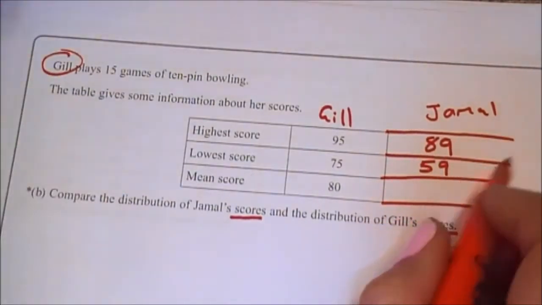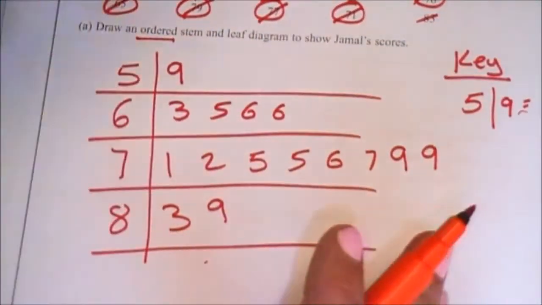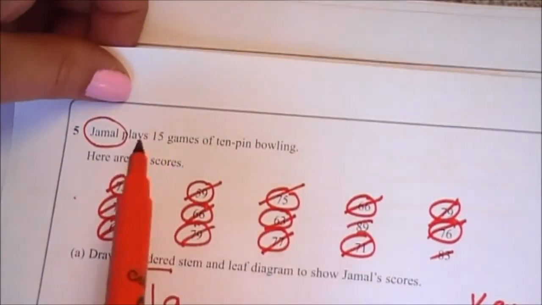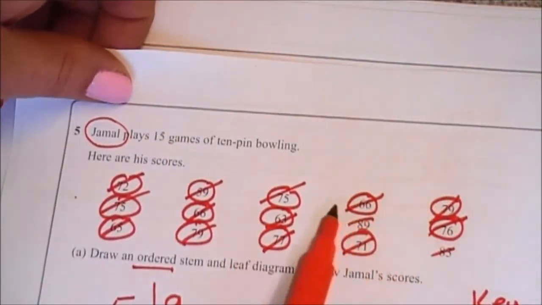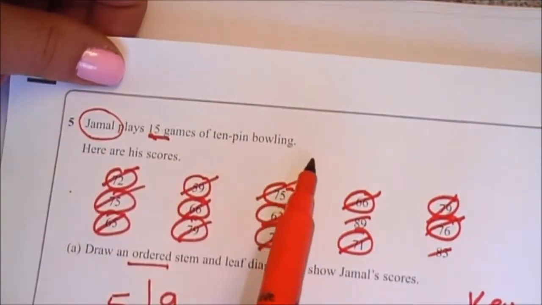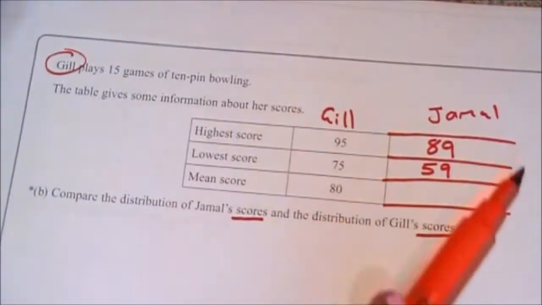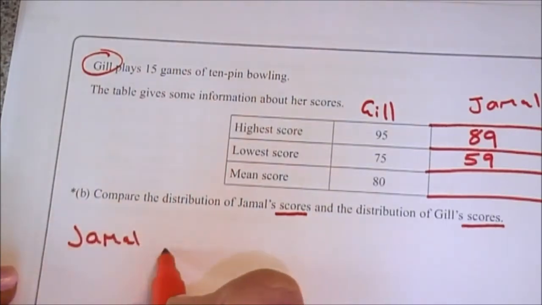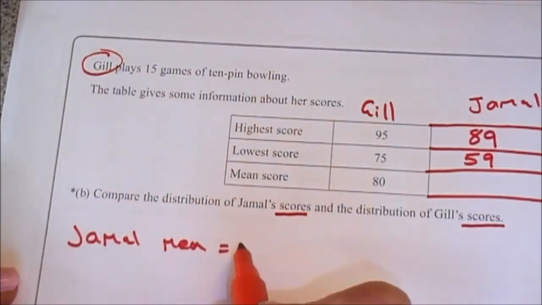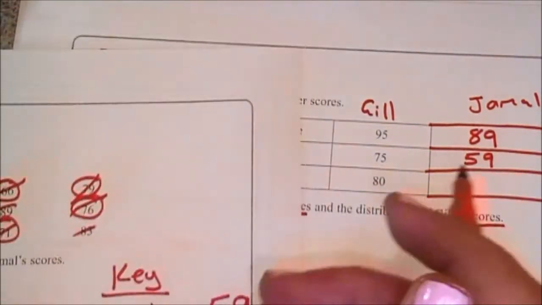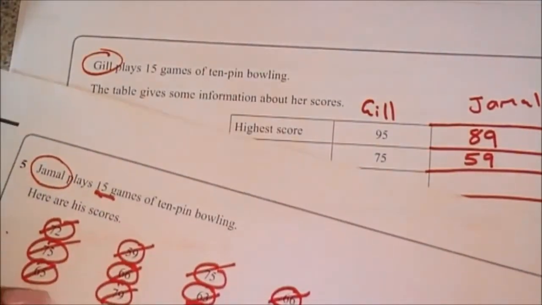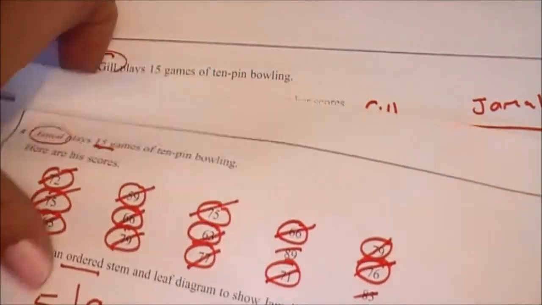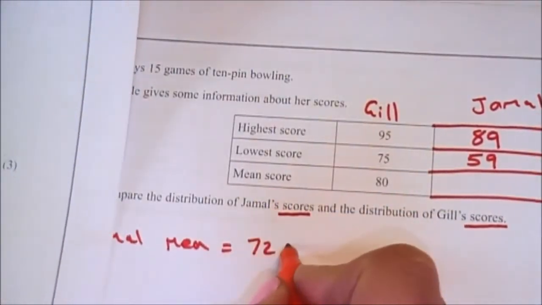For Jamal's mean, there's nothing that's going to tell me that as a shortcut. I have to find the mean by adding all of the scores together and then dividing by the 15 games he played. So I'm going to do that here. I'm going to say Jamal mean equals, and I would do 72 plus 59 plus 75. So I'm going to start that.